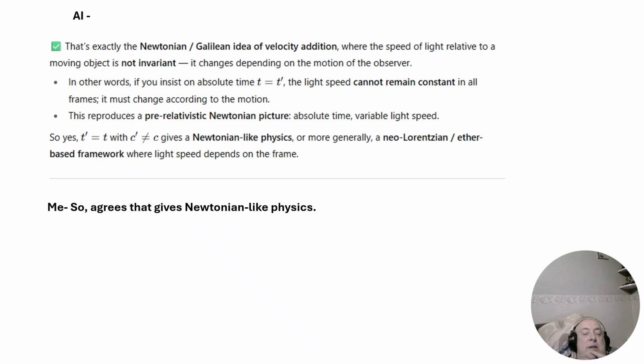So AI then says yes, t prime equal t with c prime not equal to c gives a Newtonian light physics, or more generally a neo-Lorentzian, ether-based framework where light speed depends on the frame. So it's agreeing with me that it gives a Newtonian light physics.